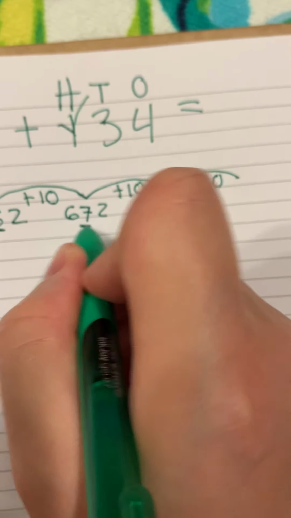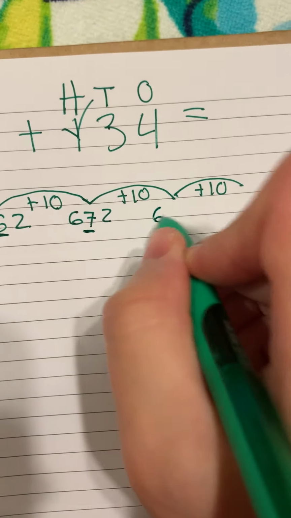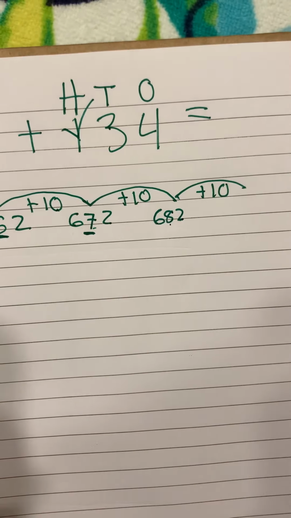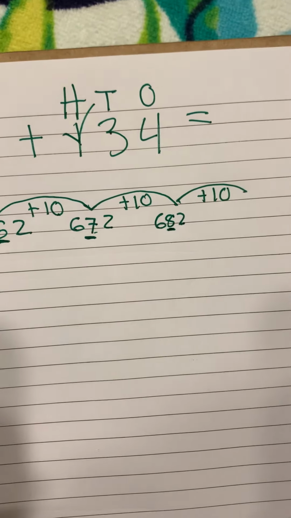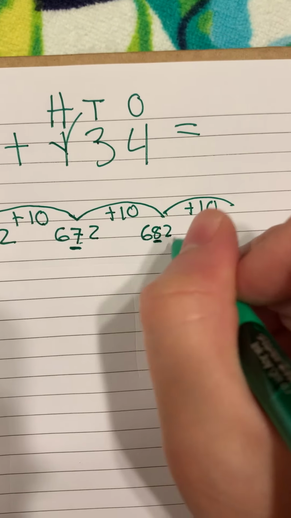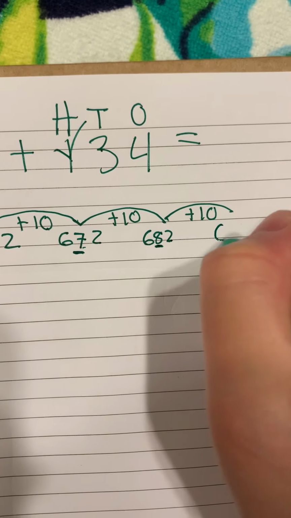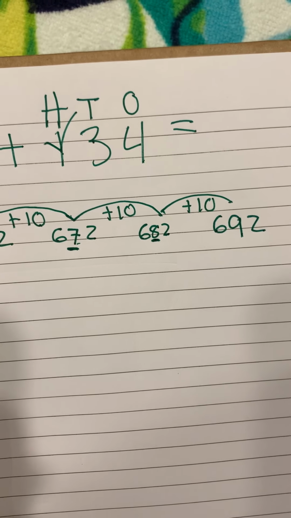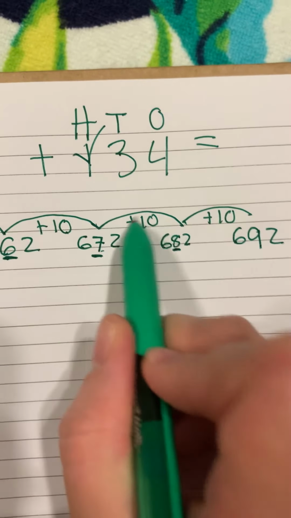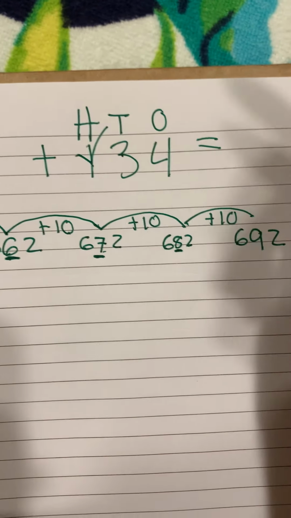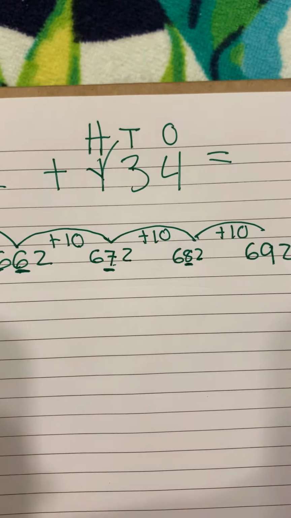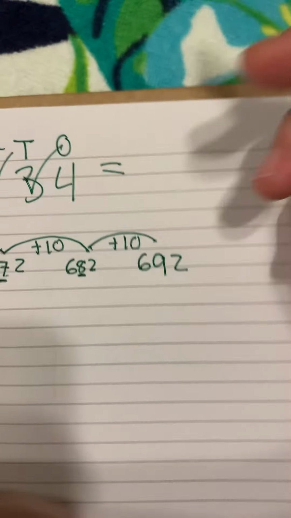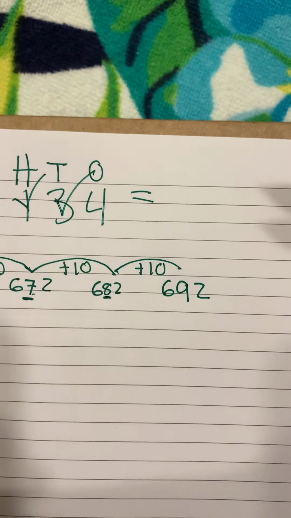672 plus 10 more is 682. If you notice, only the tens place is changing right now. 682 plus 10 more is 692. So since we added our 3 tens, we're going to go back to our number we are adding and check off the tens place. Now we need to add our 4 ones.